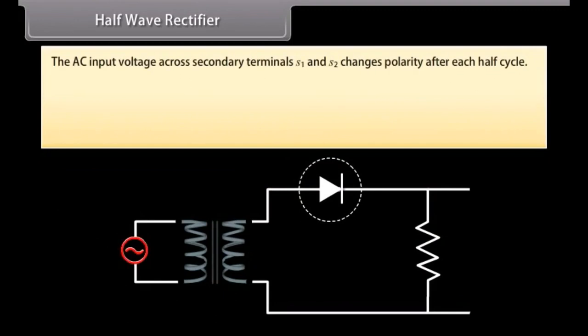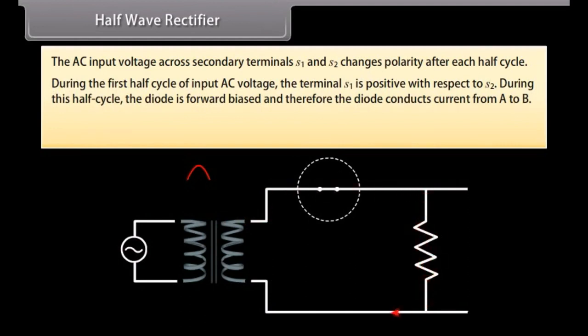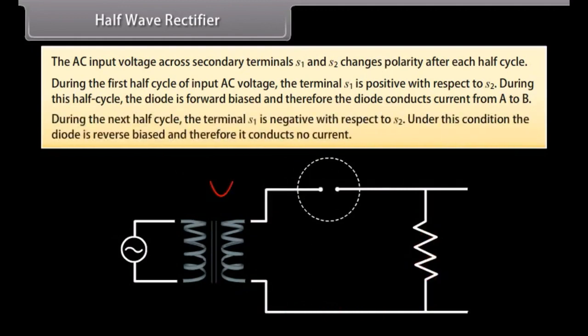The AC input voltage across secondary terminals S1 and S2 changes polarity after each half cycle. During the first half cycle of the input AC voltage, the terminal S1 is positive with respect to S2. During this half cycle, the diode is forward biased and therefore conducts current from A to B. During the next half cycle, the terminal S1 is negative with respect to S2. Under this condition, the diode is reverse biased and therefore it conducts no current.